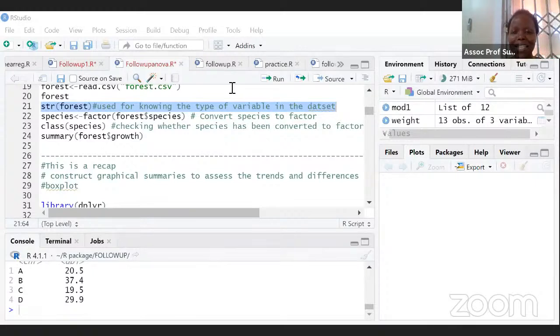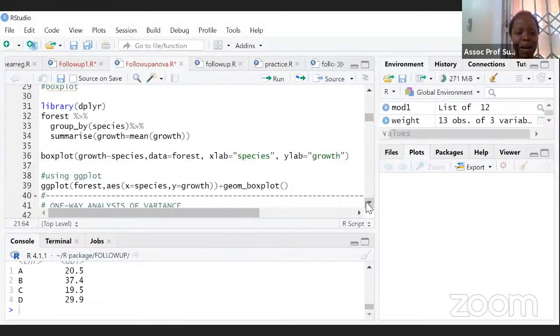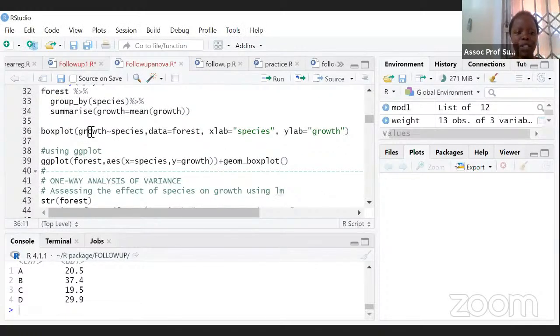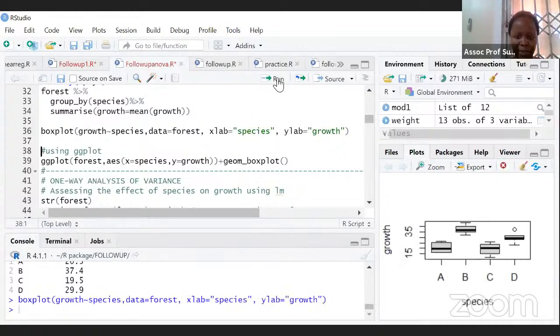Okay. So let's now construct the box plot. Okay. So we've summarized our data. We are going to construct the box plot, and that is the command. Boxplot growth is a function of species. Our data is called forest. You name the x-axis as species, the y-axis as growth. Okay, let me run that. So we get our box plots. They are right here. I'm going to zoom them in.